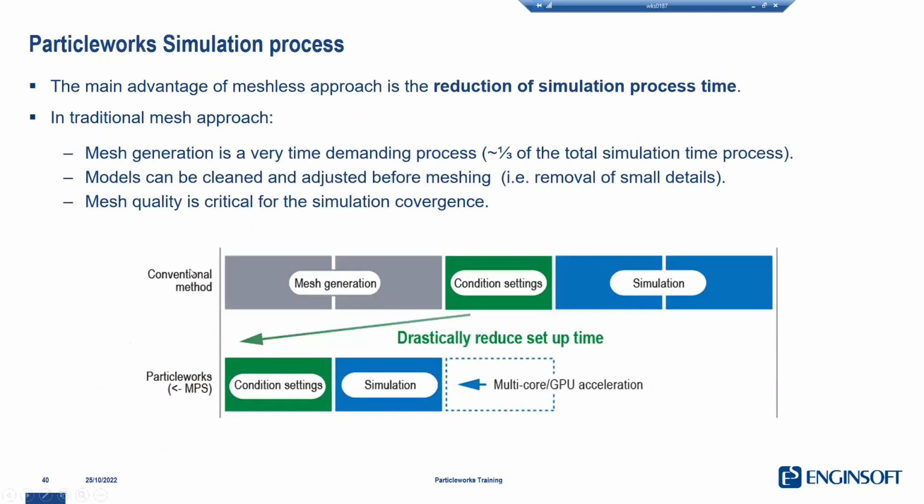So what you see as compared to the conventional method is that here we don't have the mesh generation step. So we start directly with the condition settings, and this usually means that we cut the simulation process by at least 1/3. We reduce it by 1/3. And the multi-GPU acceleration can also speed up the simulation steps, okay? Also, we don't have the criticality of mesh quality for convergence of the simulation.